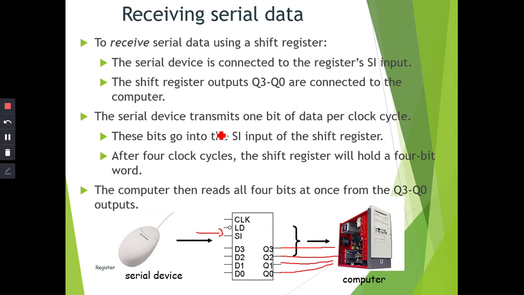The serial device transmits 1 bit of data per clock cycle. Let's say this is the data 0 1 0 1. So every clock cycle there is one data bit being sent. After 4 clock cycles, 1 2 3 4, the shift register will hold 4 bits. Here is the first clock cycle, 0, and it's going to go into here, 0.